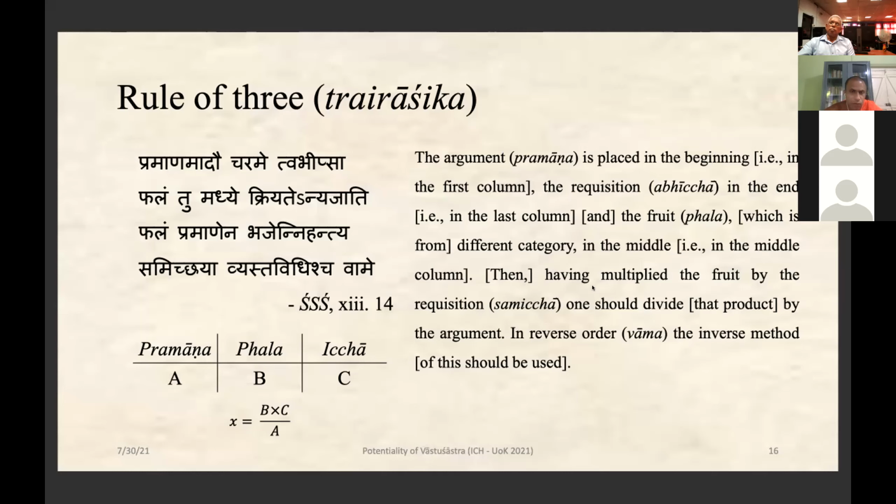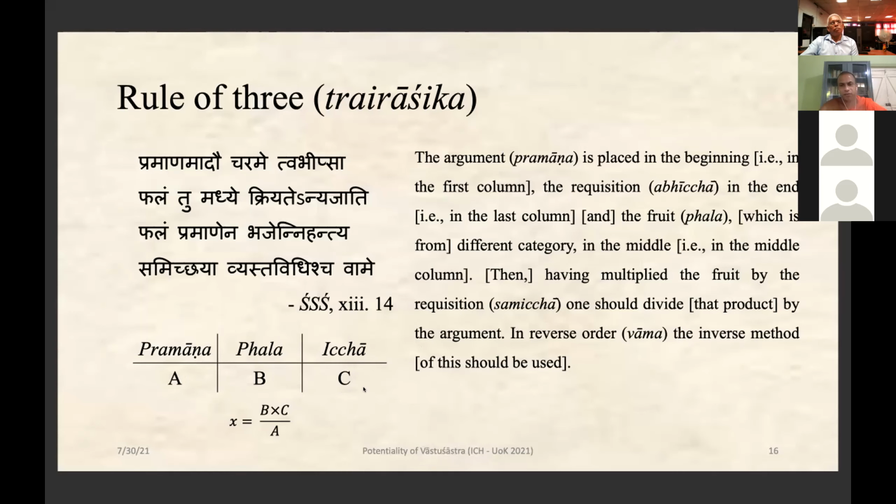The base of all mathematical calculation is the rule of three, that is, Trairashika. If we know three quantities, we can easily find the fourth one. In the Siddhanta Shekhara, it is explained this way. This is the layout given in mathematical texts: this is the argument, and this is the phala. If we know A, B, C, we can find the fourth one.